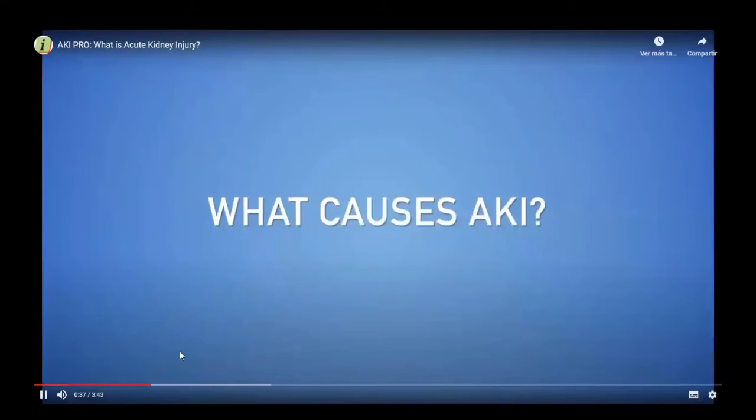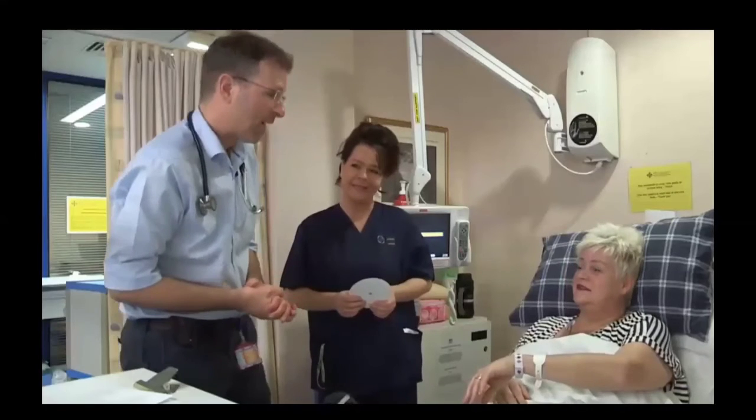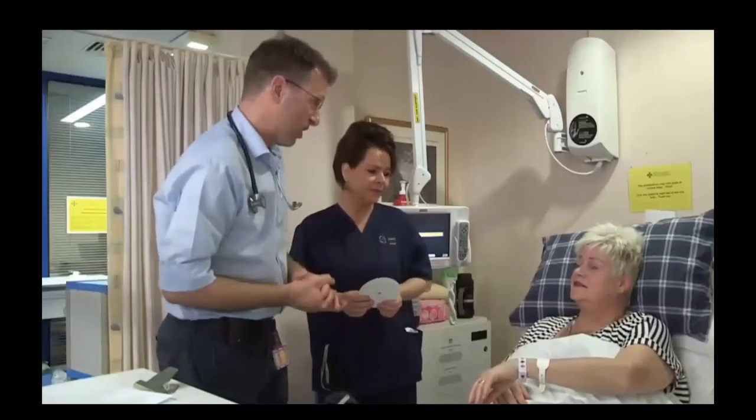What causes AKI? The most common cause of AKI is a reduction in the blood supply to the kidney. This can happen for multiple reasons, but it's most frequently seen in patients who are dehydrated or suffering from infections, especially if they are taking medication that can potentially reduce kidney blood flow.